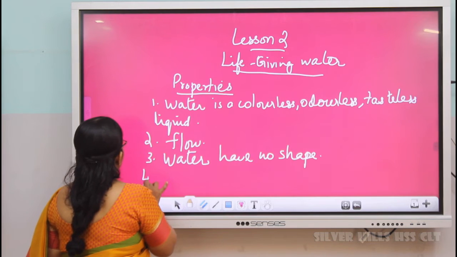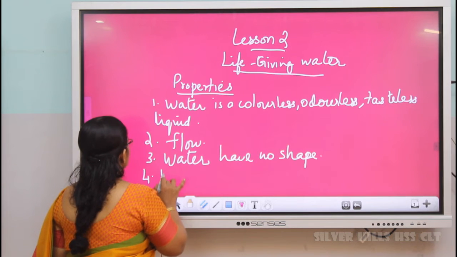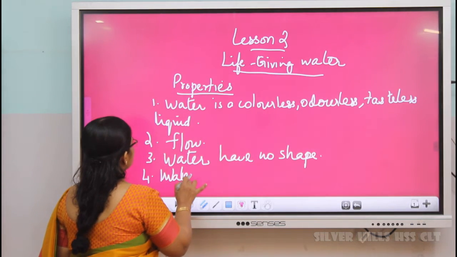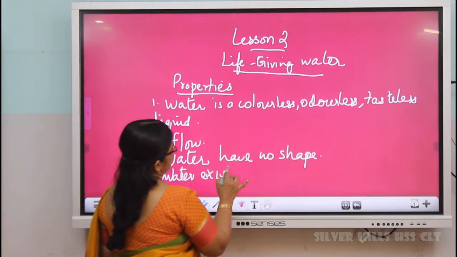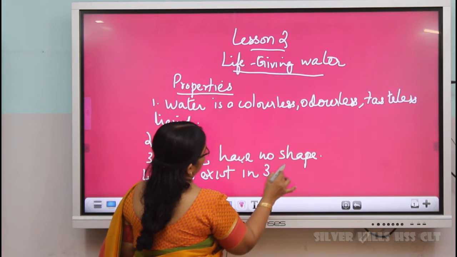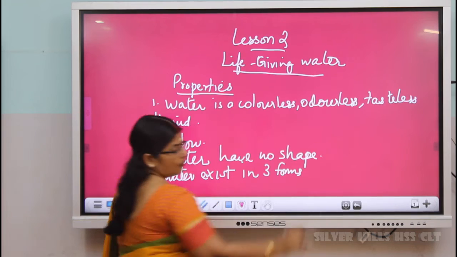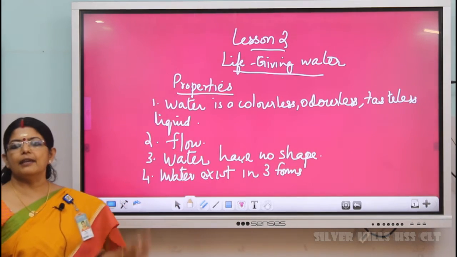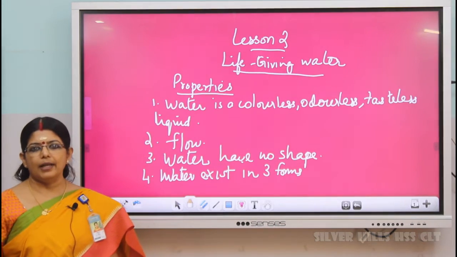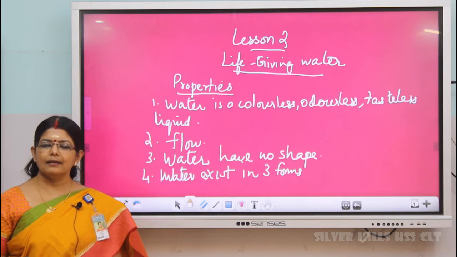Then water exists in three forms. Water exists in three forms, that is solid, liquid and gas.